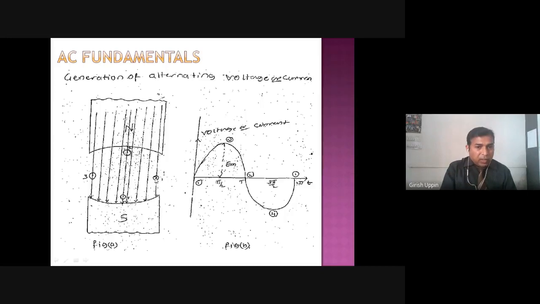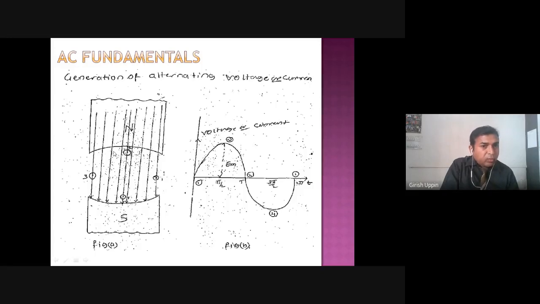So if I plot the EMF induced in the conductor on a graph, position number 1 I will mark as 0. Now the conductor will start moving towards position number 2. The conductor will move like this, and it will come to position number 2. When it is in position number 2, it is going to move in this direction. So the direction of motion is exactly perpendicular. This would be the direction of motion at position number 2.